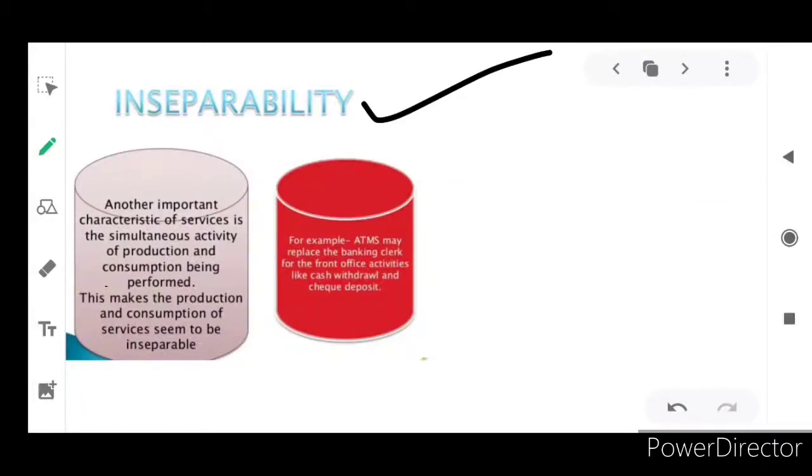Inseparability, which means we cannot separate it. So what can we not separate? Production and consumption we cannot separate. Another important characteristic of service is the simultaneous activity of production and consumption being performed. It is a simultaneous activity. So continuously it will be performed in day-to-day life, in regular activity.